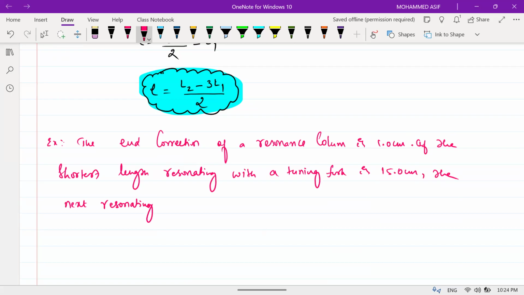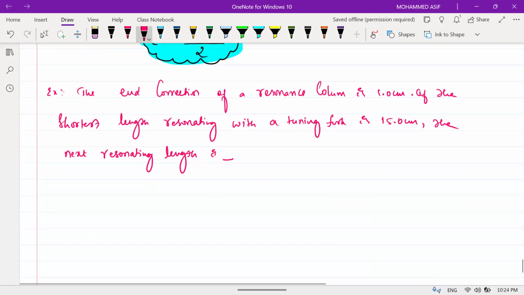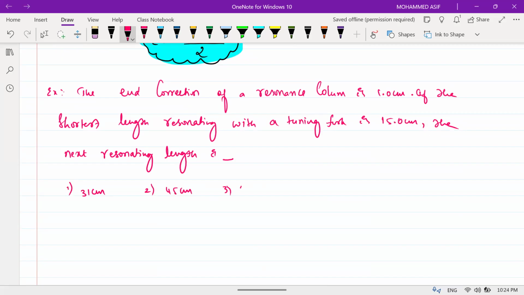The next resonating length is how much? Can anyone read the question carefully? The first option is 31 centimeter. The second option is 45 centimeter. The third option is 46 centimeter. And the fourth option is 47 centimeter.